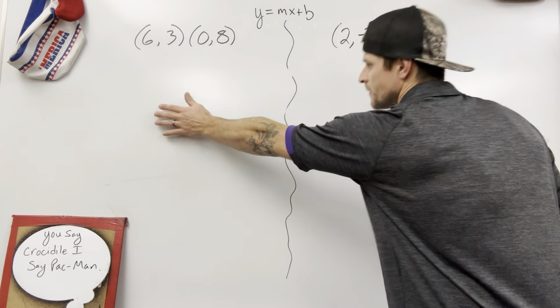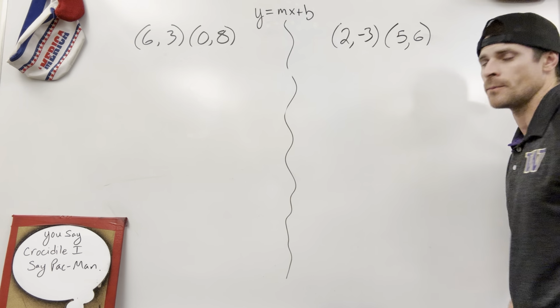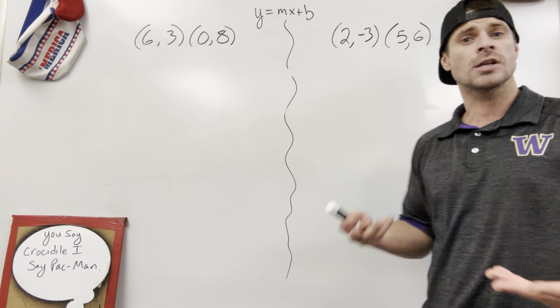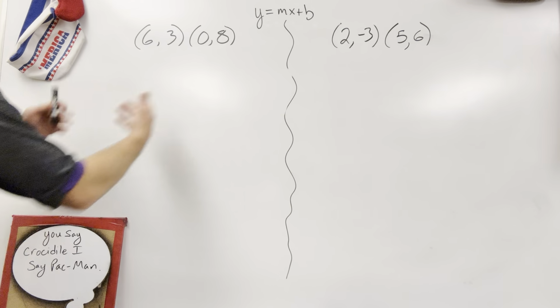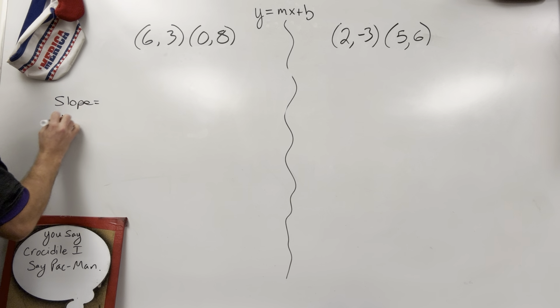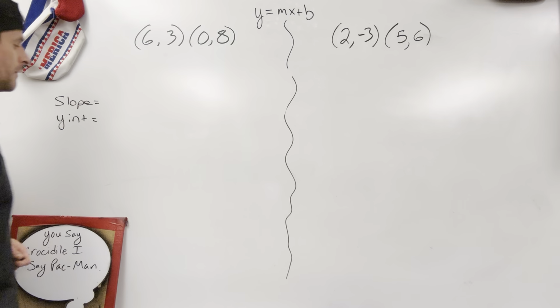I'm here to teach you the difference between this problem versus this problem when writing slope-intercept form out. We need to be able to do both. Now this is level 1, this is level 2. Let's talk about why. Okay, so right here, we have to find the slope and the y-intercept in order to write slope-intercept form of an equation.